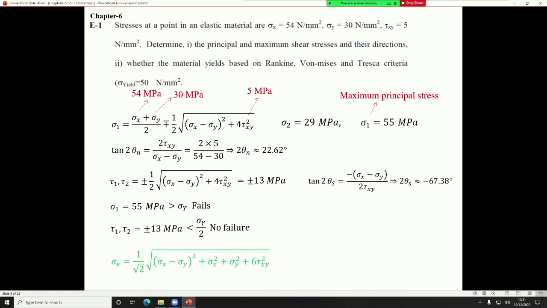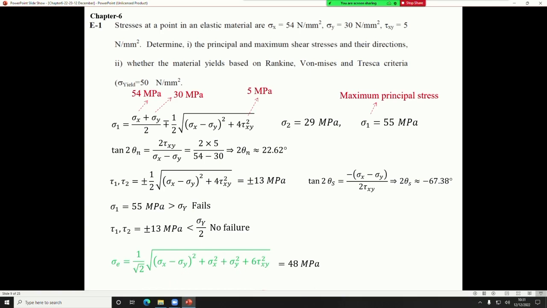And for von Mises, at the moment I am finding the von Mises stress, effective stress, or equivalent stress. These are the different names given to von Mises stress. I'm using the same coordinate system, we can also use these two values to find the von Mises stress. If I use these two values, then we don't have tau 12, it doesn't exist. So the equation ends up to be the square root of sigma 1 squared plus sigma 2 squared minus sigma 1 sigma 2. Your choice, whichever you want to use. So it ends up with 48 megapascals.